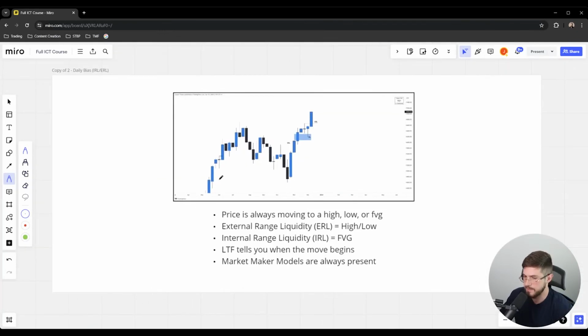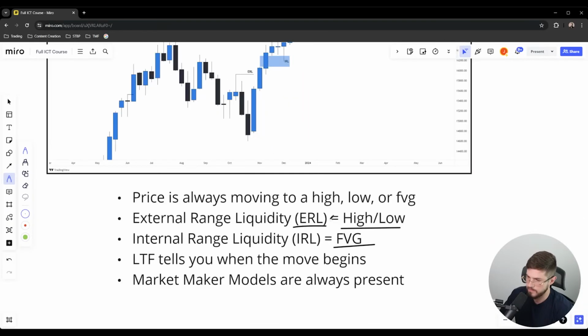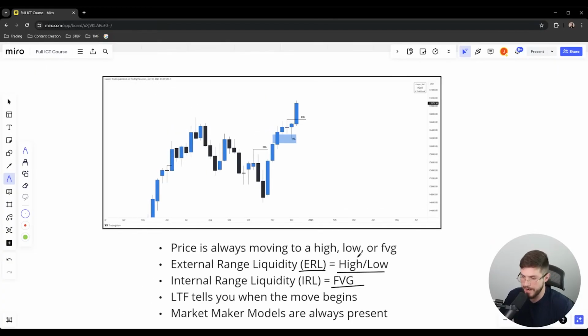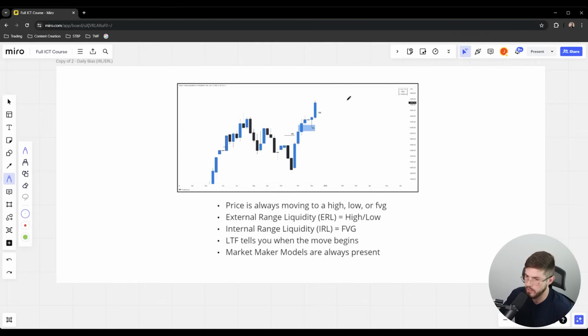So back to this example of internal and external range liquidity. We're not going to sit here too long because we already went over this, but external range liquidity is just going to be highs or lows. Internal range liquidity is fair value gaps, okay? Very simple. The market is moving to one or the other at all times. And you can go from the top down in order to get a clear bias. You always want to start at a higher time frame like a weekly and then move down until you have clear bias, okay?